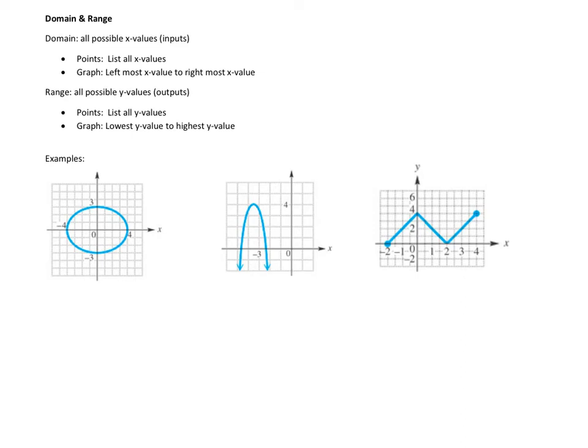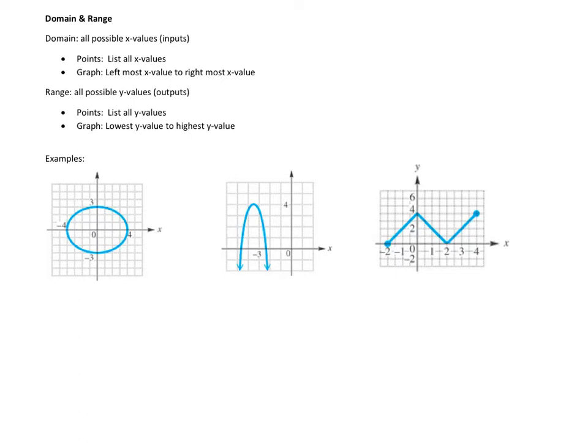Another element or characteristic that we could look at in a function or a relation is the domain and the range. The domain is going to be expressed by the input, the independent, the x values. The range is going to be expressed by the y values, the output, the dependent variables. Okay, so for us, we're going to look at domain and range in a few ways.